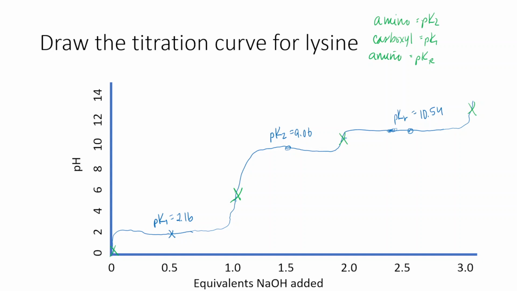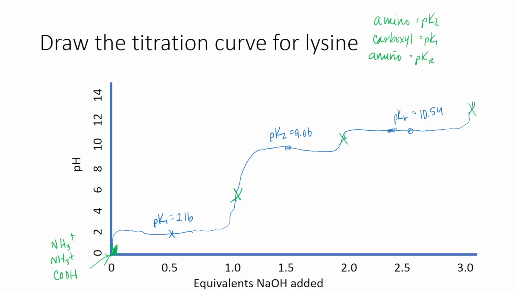At our 0 equivalence point, we are below all of the pKs. All the pKs are above this very 0 equivalence point, so everything would be protonated. Our amino groups would be protonated, and they'd have a positive charge. Our carboxyl group is also protonated, and that makes it neutral. That's at our 0 point.